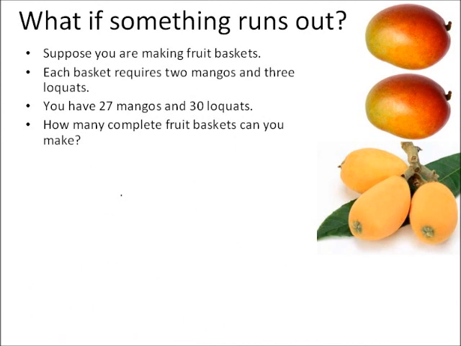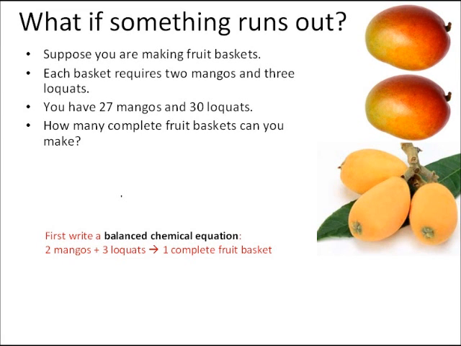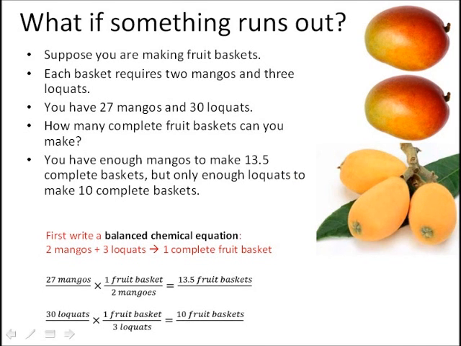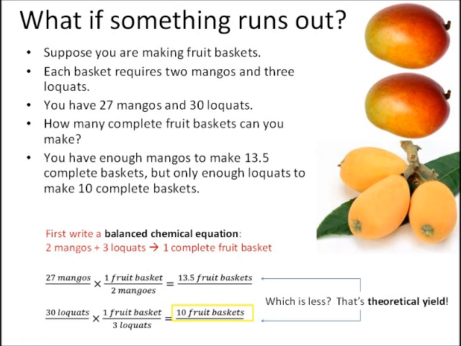In the previous problems, we had an excess of one of the two reactants, we are only basing everything on one reactant. But what if something runs out? In this example, we're talking about large objects such as mangoes and loquats. If you have a situation like this and making fruit baskets, you can use a chemical equation to abbreviate the recipe. So we have 2 mangoes and 3 loquats for every fruit basket.